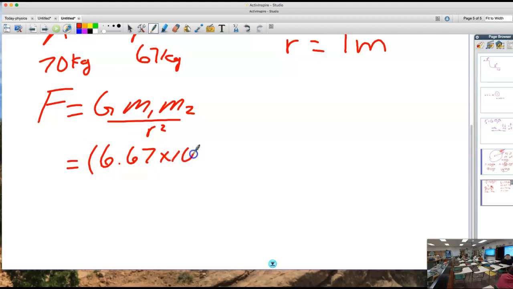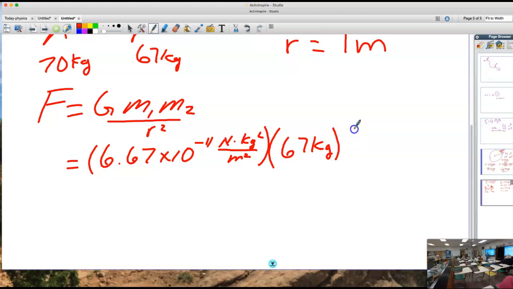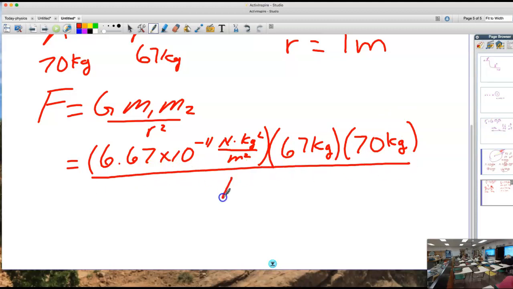6.67 times 10 to the negative 11th. If you remember, it was newtons times kilograms squared over meter squared for all the units. That's just to remind us, everything needs to be in kilograms, everything needs to be in meters. Okay? And then we had 67 kilograms and 70 kilograms, all over 1 meter.